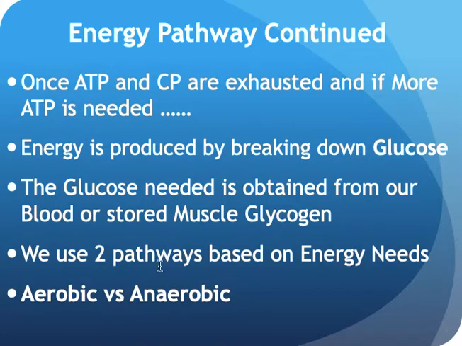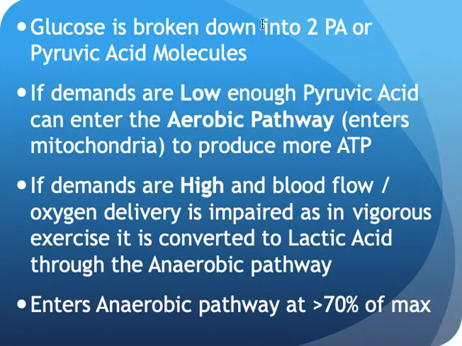We use 2 pathways based on energy needs. We're still using glucose, but we're going to use 2 pathways: one is going to be aerobic, and that always means it's going to use oxygen, and one is going to be anaerobic. It's based on how quickly I need this energy and what the intensity of my workouts is. So glucose is always broken down into 2 pyruvate, or 2 pyruvic acids, PA.